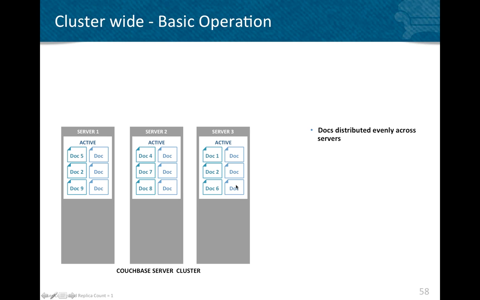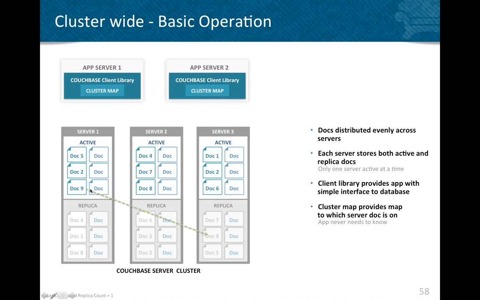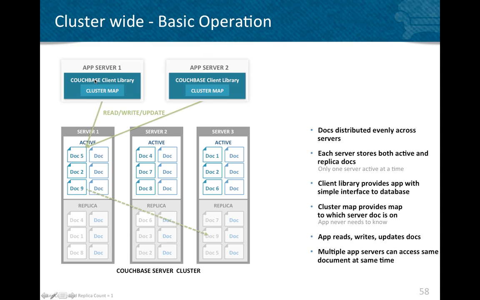Now let's take a look at a cluster-wide approach. When you look at it across the cluster, let's say here we have a 3-node cluster, we have active data, and along with this active data, we also have replica data, and the partitions are split across all these servers. And so document 9, for example, lives on server 3, which is a replica copy, with the active copy on server 1. Now, when you add in the Couchbase client libraries with this, you see that it includes the cluster map. And so when a request comes in for, let's say, document 5 to read, write, or update it, the clients know exactly where it lives, and it talks to that one server.